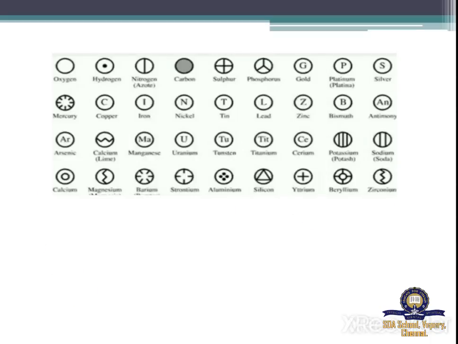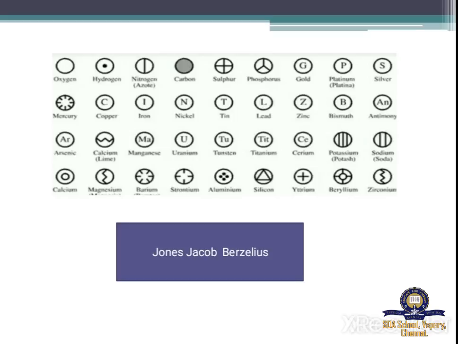Earlier, the pictorial symbols were used to represent an element. Later, a Swedish chemist named Johannes Jacob Berzelius laid the foundation for the usage of alphabet as symbols of elements. This language underwent development gradually into its present form.